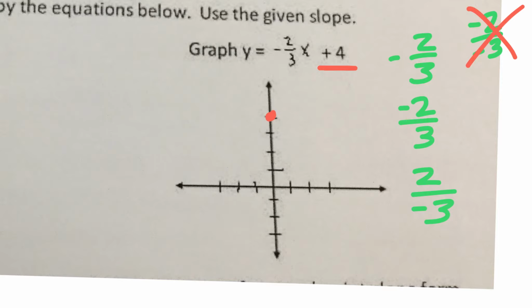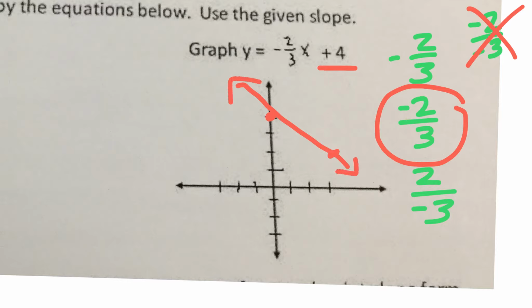So for this, since I've already reached the top of my graph, I would like to go down with my next point. So I would like for my change in y to be negative. So I'm going to use this form of the slope. I'm going to go down 2 and then to the right 3 to find the next point, which would be there. Then using 2 points, I can connect them, because through any 2 points there exists exactly 1 line. There is my line.